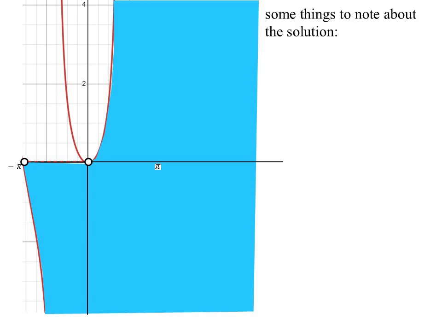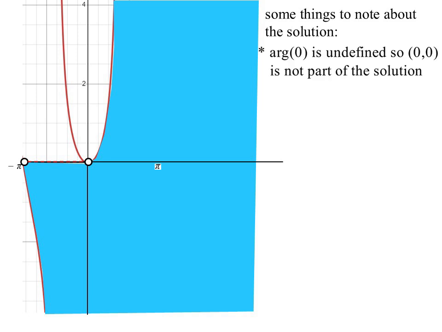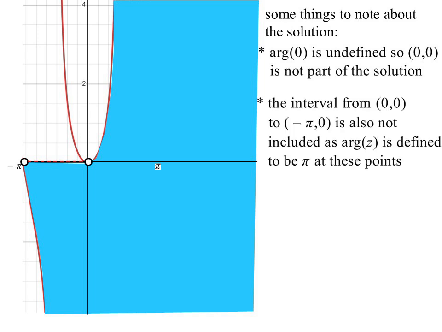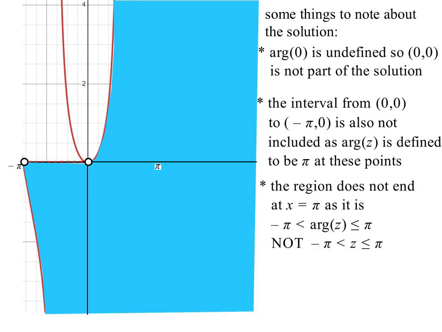Some notes about some of the other things I've done on this. Argument of 0 is always undefined. So if you go back to what the original equation was we were working with, (0, 0) is not part of the solution. I have to exclude that point. The interval from (0, 0) to (minus pi, 0) is not included. So remember, the argument of z at that point is positive pi. So it's not included. And the region does not actually end at pi, even though we had all these asymptotes.